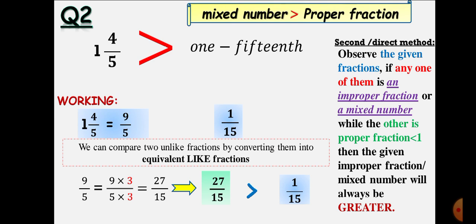We have to look at the numerators. The one that has the greater numerator has the greater value. That means 27 is greater than 1. So 27/15 is greater than 1/15. That indicates that 1 whole 4/5 is greater than 1/15.